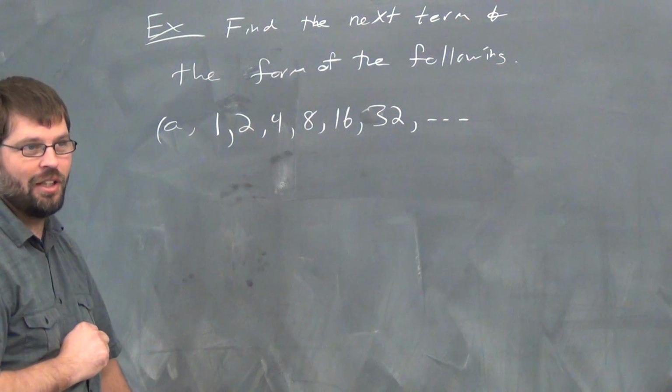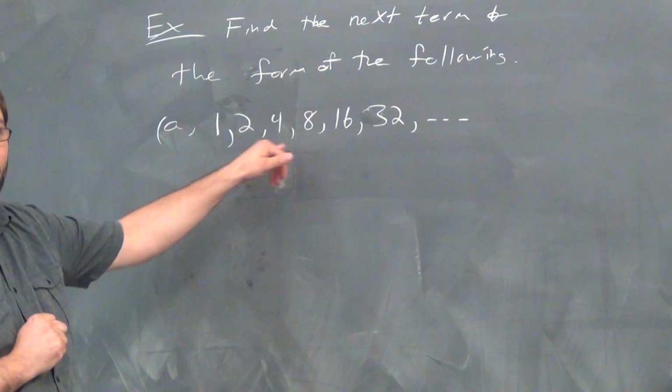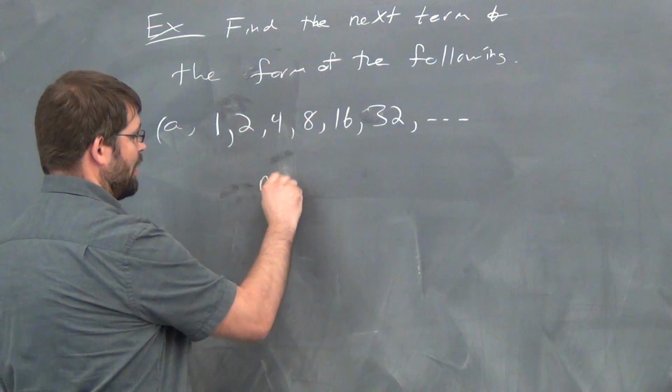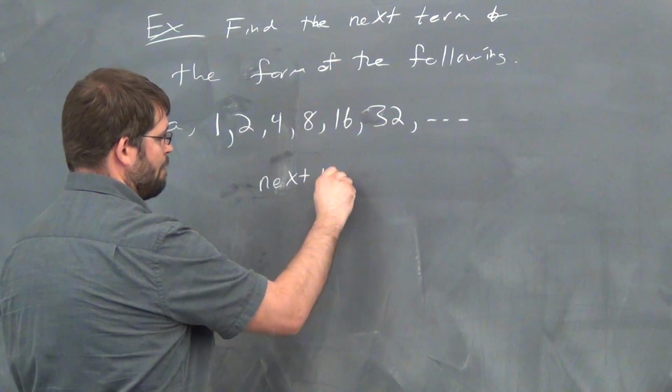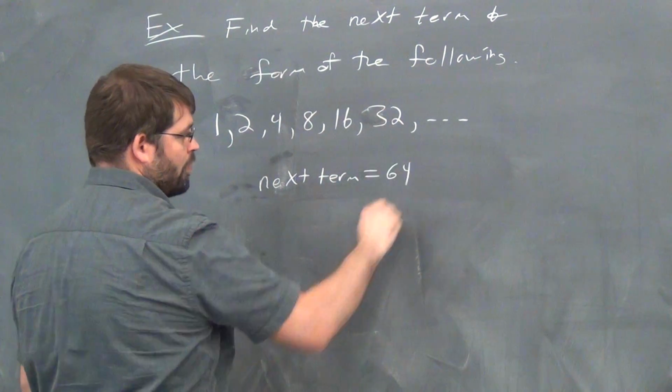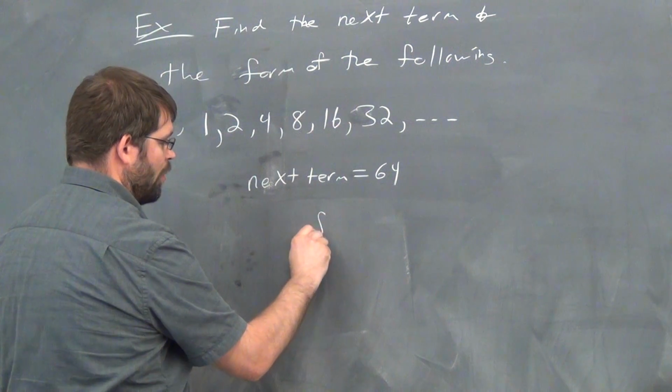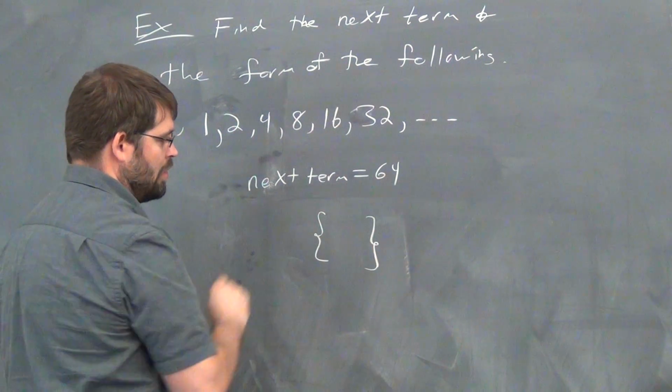64. 64, does everybody agree? It looks like you're just doubling it at each stage, right? And so you double it again, it'd be 64. So then I'll just write it this way. Next term, 64. And then the sequence, the form of the sequence, how would we get that?